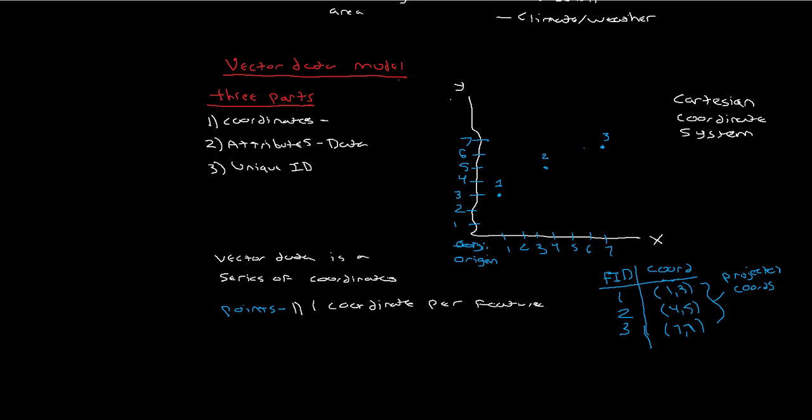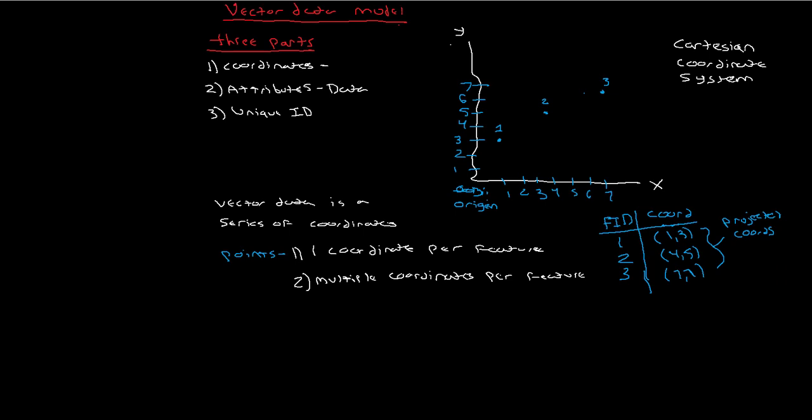Our next option is to have multiple coordinates per feature. I'm going to slide down just a little bit to give us a little bit of room here. And let's do this one in purple. So in this case, we have an FID just like we did before.